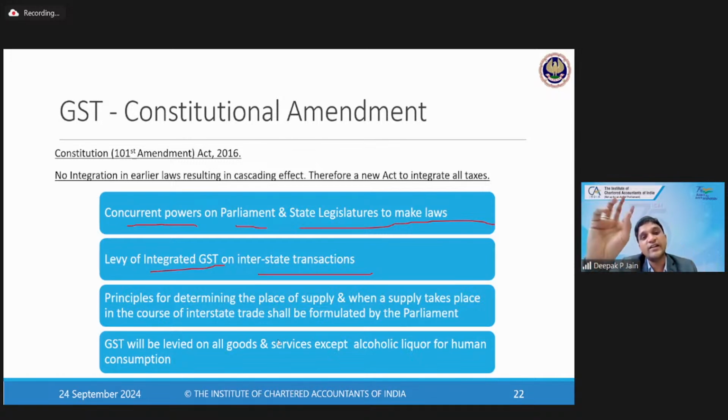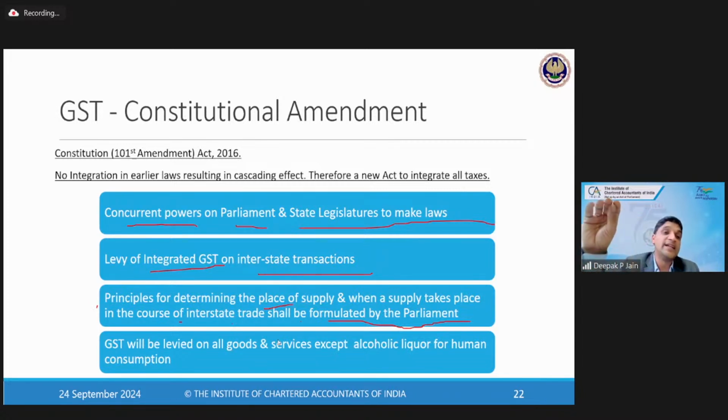So levying of integrated tax on interstate transactions is one of the features to bypass or to stop any kind of tussle between two states. Then what is the other important aspect of this constitutional amendment? Principle for determining the place of supply. When a supply takes place in the course of interstate trade will be formulated by the Parliament. So Parliament is getting supremacy to decide what is the place of supply in a transaction, because I may say the place of supply is my state. Other state may say it is my state. So they will have uniform rules to decide what is the place of supply.